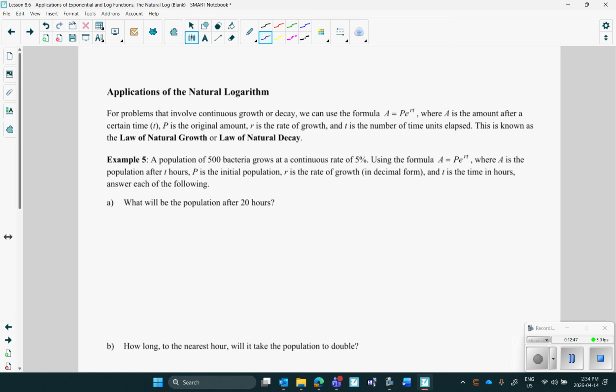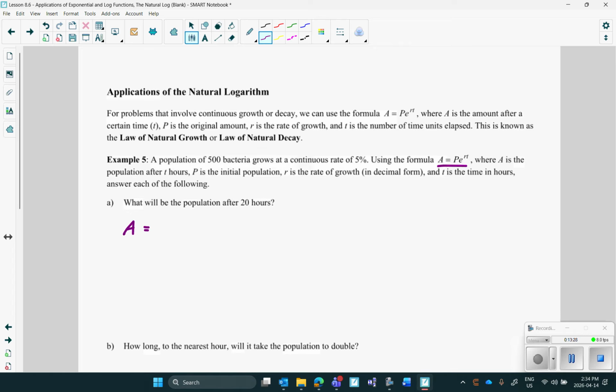So here we have a population of 500 bacteria. It grows at a continuous rate of 5%. Here's the formula we use that represents the amount of the bacteria: whatever we started with times the number e raised to the rate of growth times how many hours, or the time, how many days, how many years, depends on the question that you're given. So in this question, we are asked this.